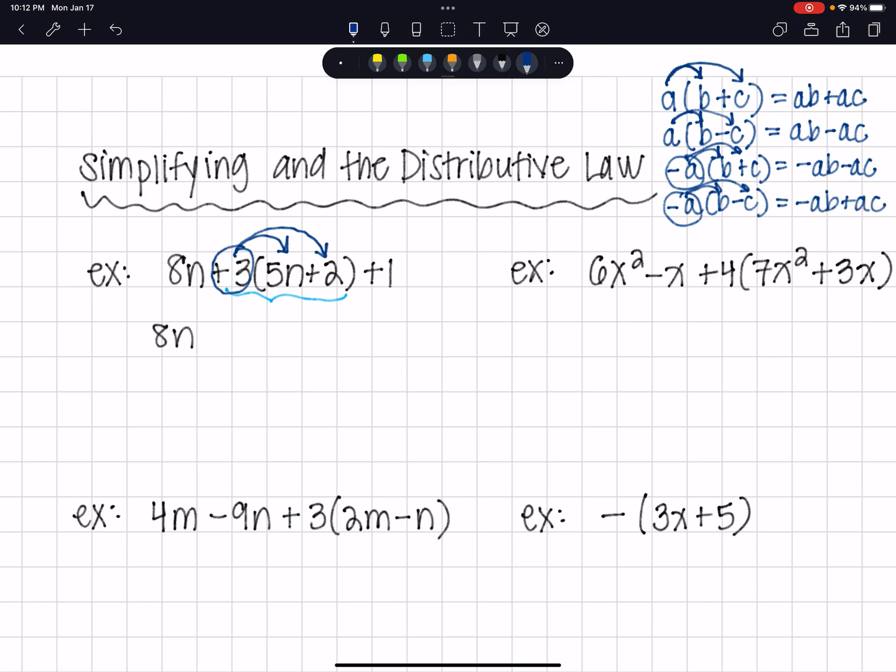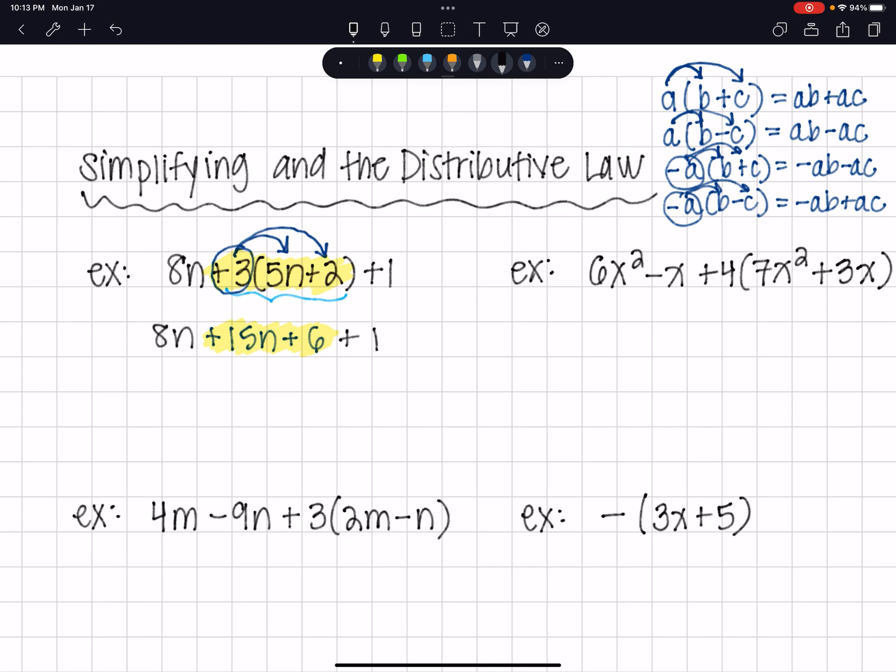And that's what we have right here. Positive 3 times 5n is positive 15n. Positive 3 times positive 2 is positive 6. And then at the end, we have plus 1. So this product, these two factors, 3 and 5n plus 2, using the distributive law become plus 15n plus 6.